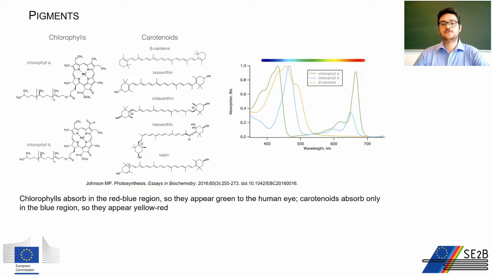Pigments are divided into two groups, chlorophylls and carotenoids. They have different absorption areas in order to cover almost the entire spectrum of light. Furthermore, carotenoids also have the function of protecting organisms from too high light intensities.